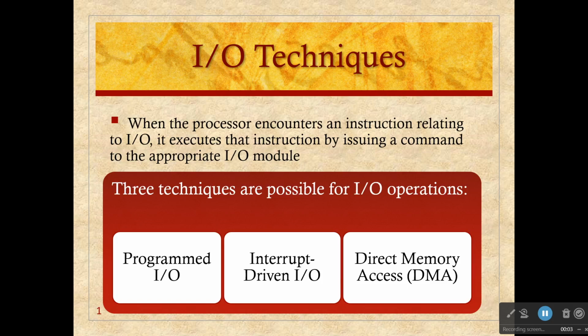When the processor is executing a program and encounters an instruction relating to I/O, it executes that instruction by issuing a command to the appropriate I/O module. Three techniques are possible for I/O operations: programmed I/O, interrupt-driven I/O, and direct memory access (DMA).